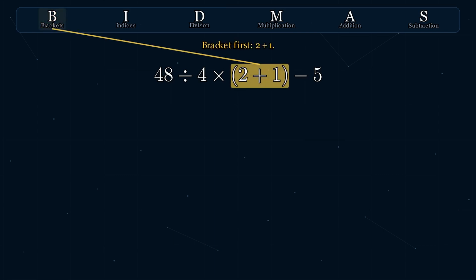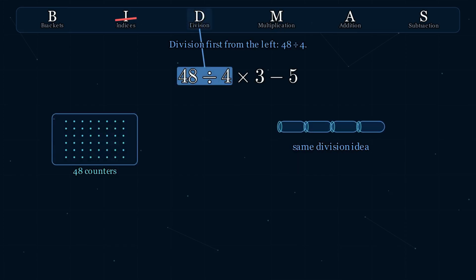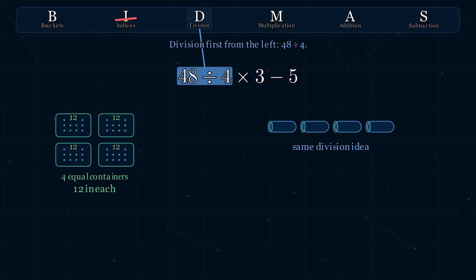In this one, there is a small bracket first. 2 plus 1 equals 3. There are no indices. Now we have division and multiplication. They are on the same level, so go left to right. The first operation from the left is 48 divided by 4. Think of 48 counters split equally into 4 containers. Each container gets 12. So 48 divided by 4 equals 12.